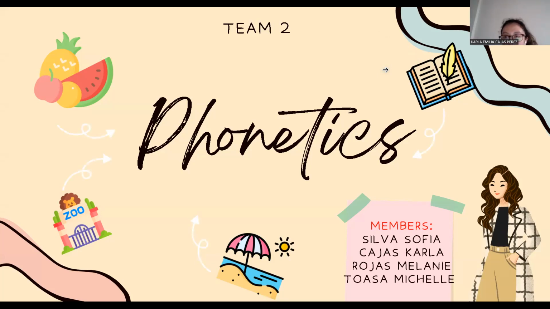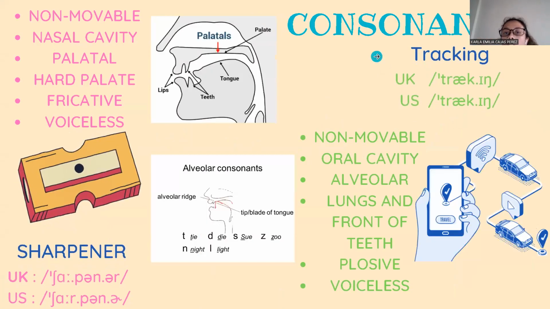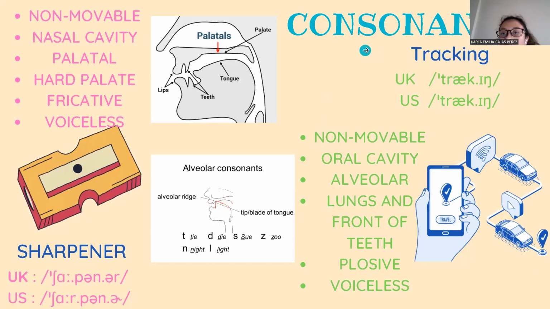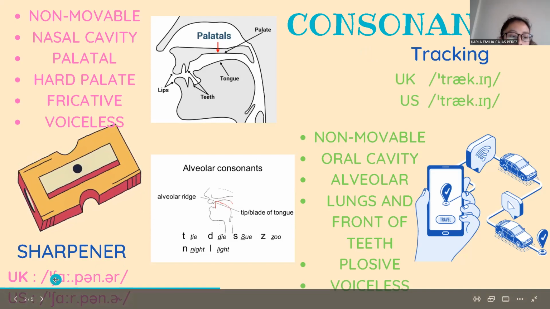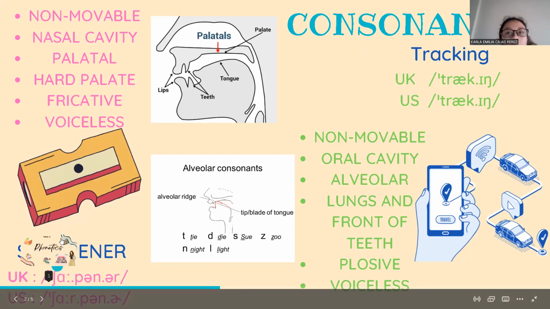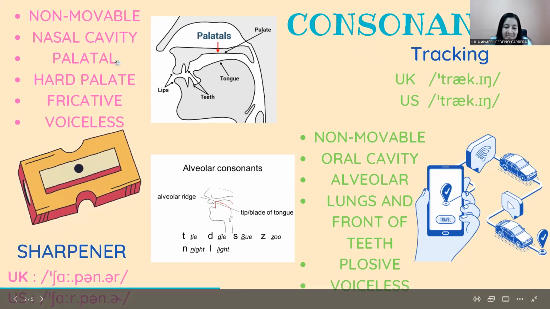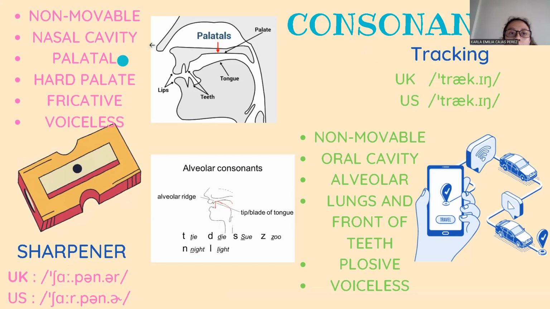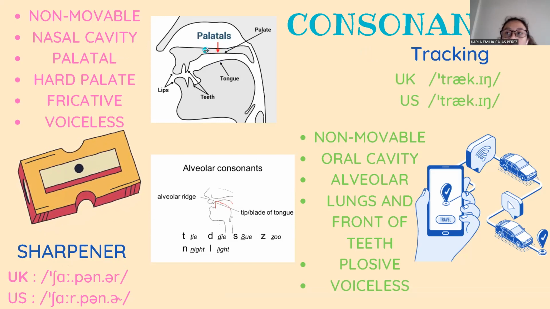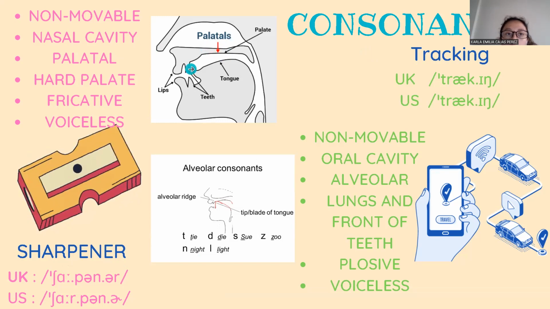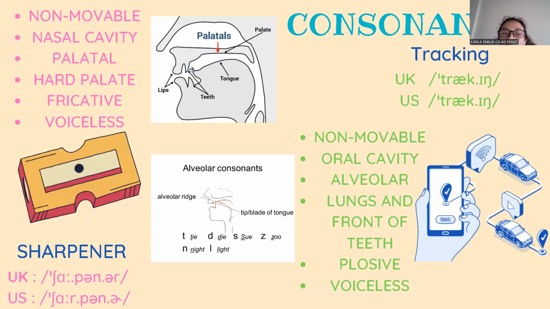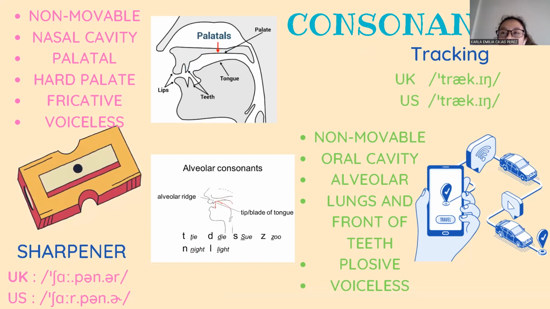Okay, teacher, we are group number 2. We will start with the consonants, which are speech sounds in which the air is partially blocked. The airflow is partially blocked. So here we have the first example, which is sharpener. The sound that we are focused on is this one here, which is sh. It's a non-movable organ of speech because of the hard palate. So its point of articulation is palatal. It's in the nasal cavity where the air flows. It's fricative because the air squeezes in a small portion.